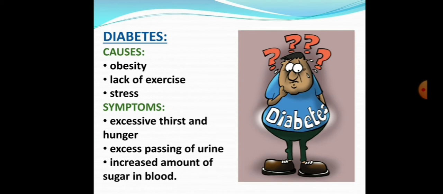Now, symptoms of diabetes: excessive thirst. The person suffering with diabetes will feel very thirsty and hungry. So, excessive thirst and hunger is a symptom of diabetes. If the person drinks a lot of water because of feeling thirsty every time, that person will go to the washroom again and again. So, excess passing of urine is the second symptom of diabetes. And the amount of sugar will increase in the blood. So, increased amount of sugar in blood, these are the symptoms of diabetes.